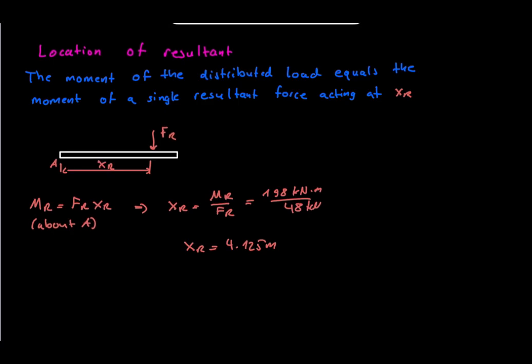This result also makes physical sense. The load is much larger on the right side of the beam, so the equivalent force should act to the right of the middle. The middle of a 6-meter beam is 3 meters, and our resultant acts at about 4.13 meters. Good. The most important lesson is this.